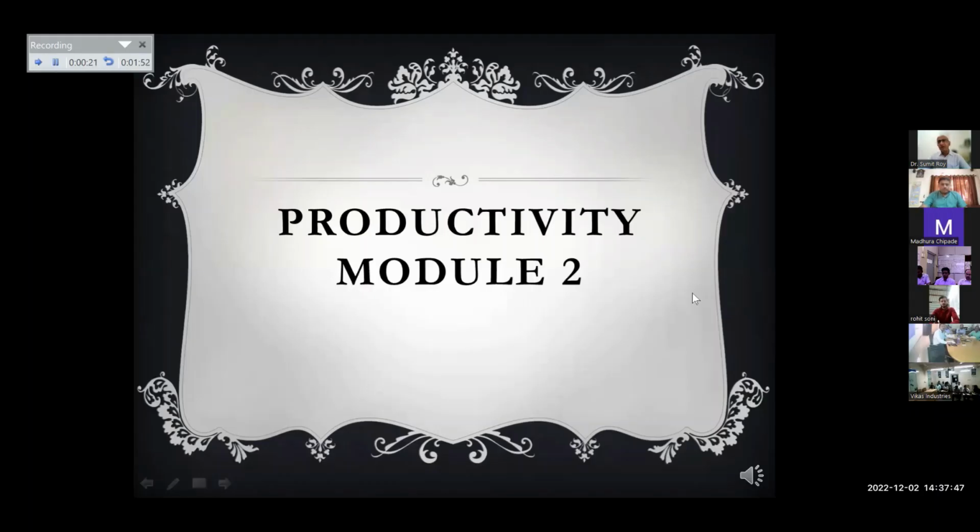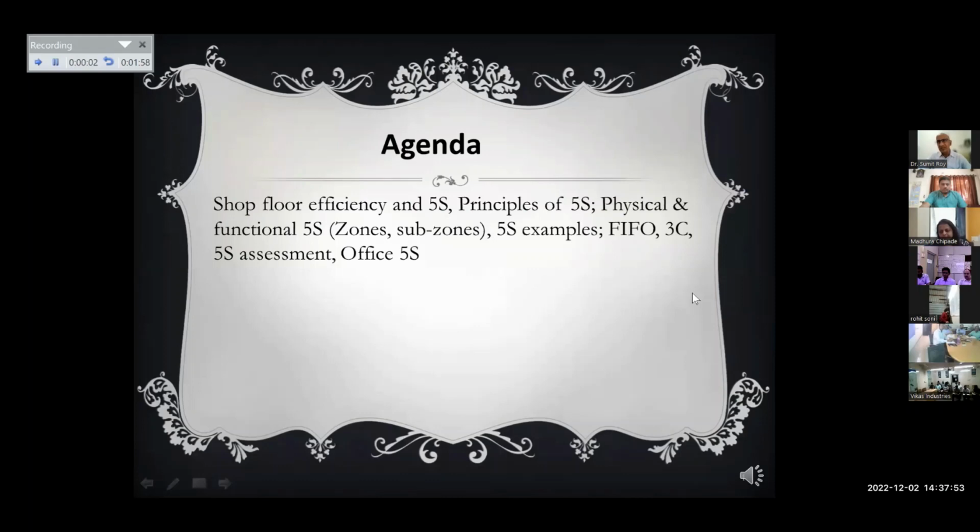So today we are going to take you to productivity module 2, and that is 5S, basics of 5S, without which no organization can get into lean manufacturing. It is the basic foundation of any improvement action. So this particular module will be taken up by my colleague, Mr. Onkar Kulkarni. I would like to give you a briefing about how this 5S really started.